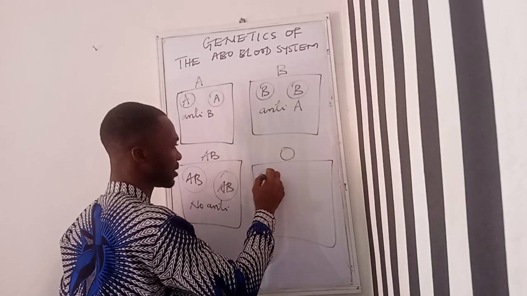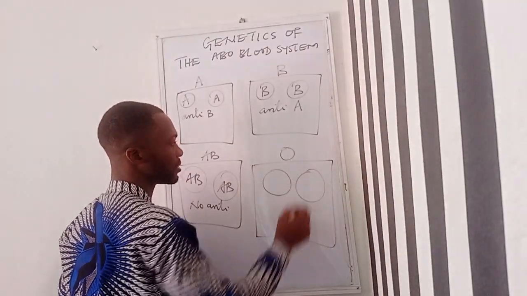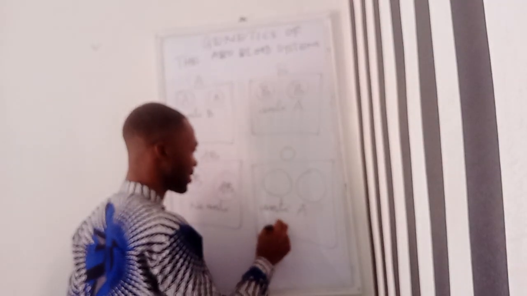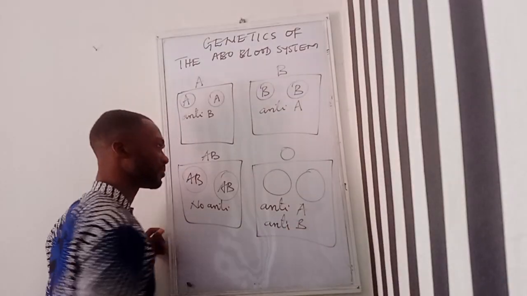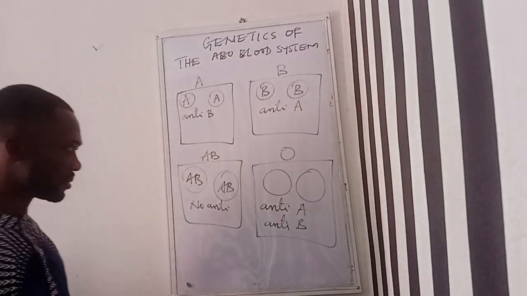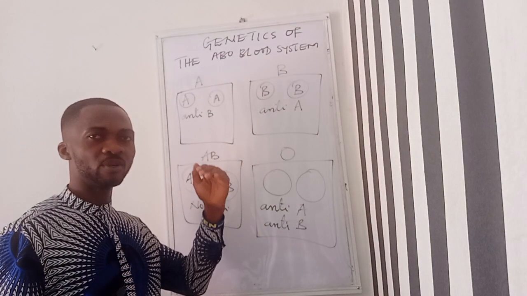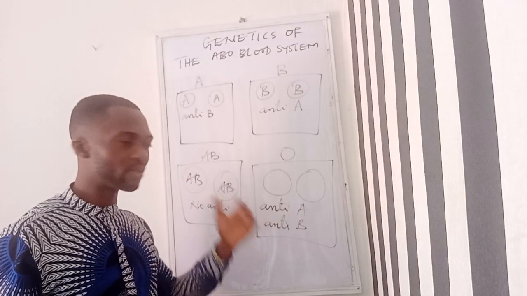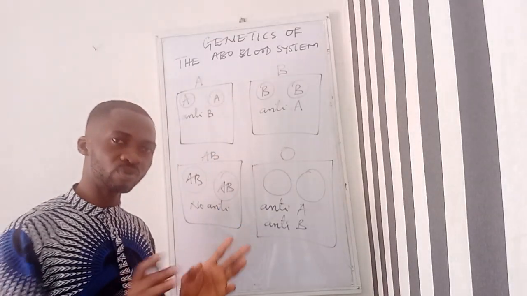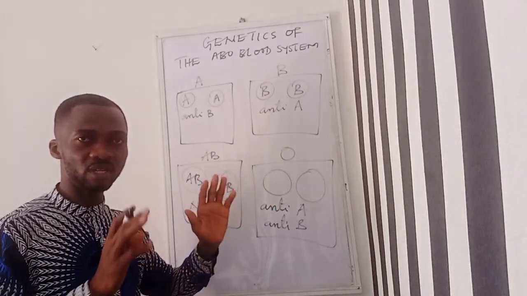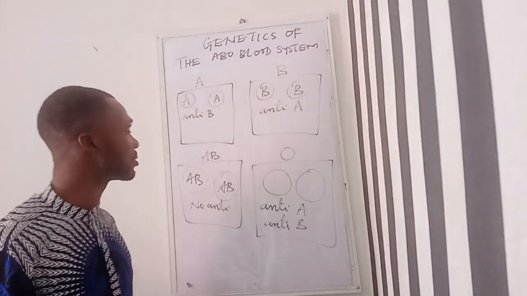So in this case, there is no antigen on the surface of the red blood cell, but it has antibody A and antibody B. Don't forget, it's that reaction that determines whether a blood type will be A or B. Since the enzyme to do the job is not there, no antigen is formed, and it's peculiar to blood type O.